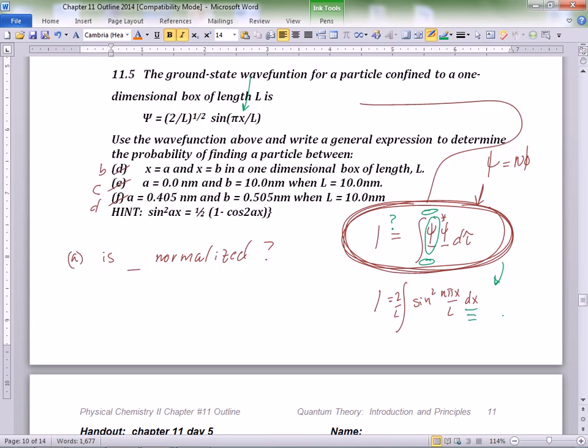What was that one, an identity? Oh, it's 1 minus cosine 2x over 2. So for that one, you would put 1 minus cosine 2 pi x over L. There it is. You need more copies? No, we're good. 1 minus cosine 2 pi x over L.